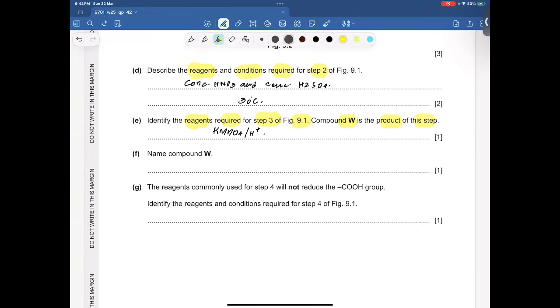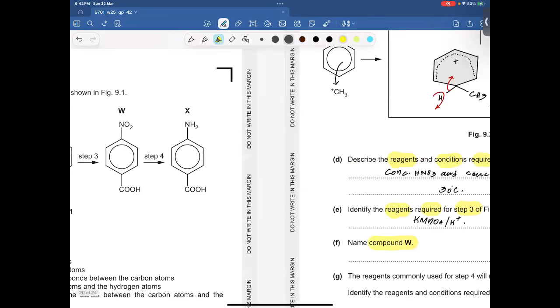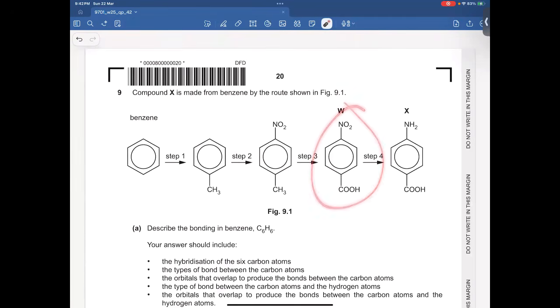Name compound W. W is basically 4-nitrobenzoic acid. 1, 2, 3, 4, 5, 6. So it's basically 4-nitrobenzoic acid.